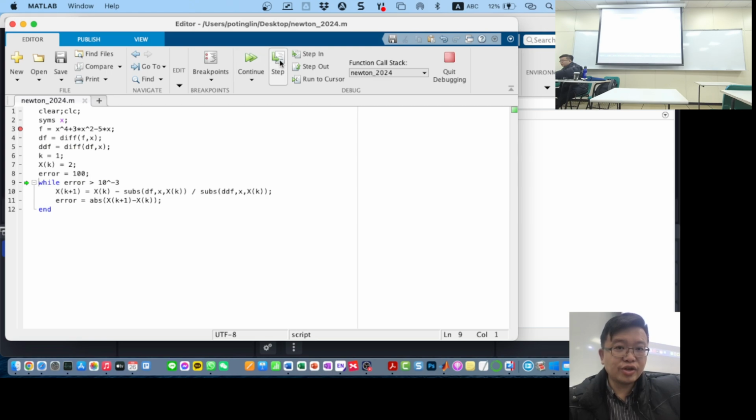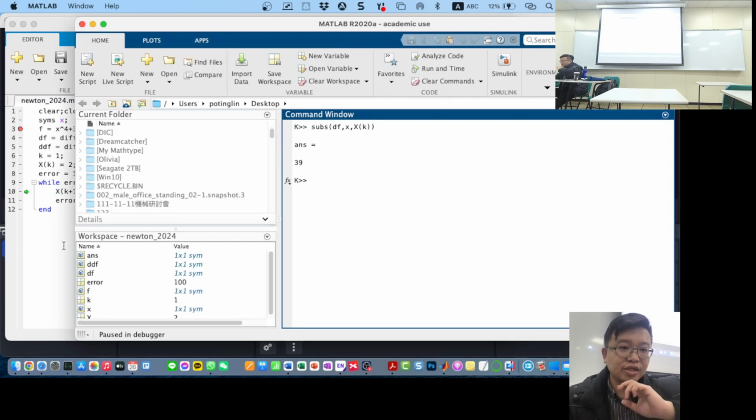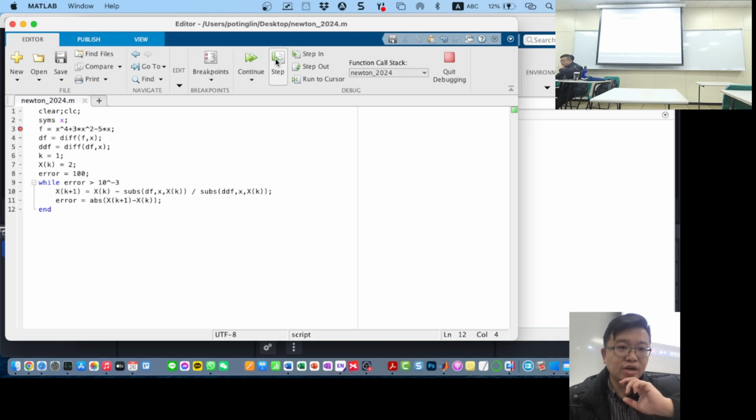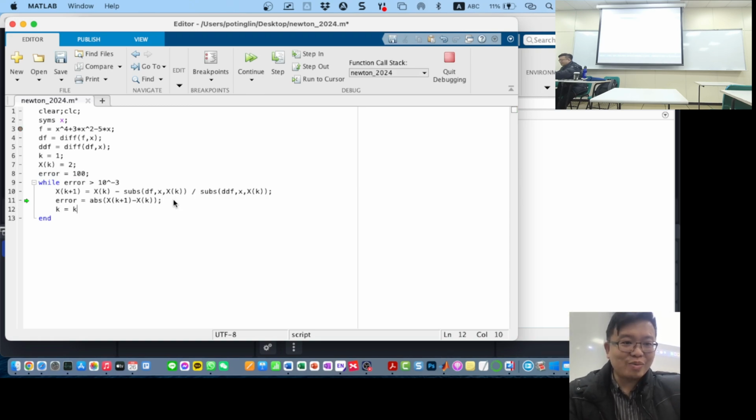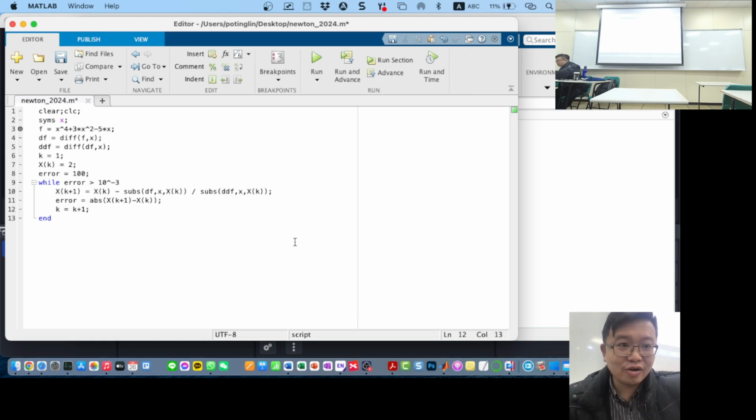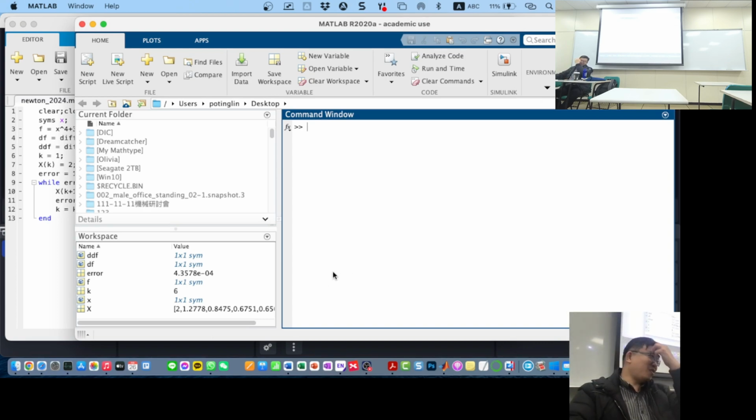So over here, does the substituting work? Yes. So error. I forgot one thing: k equals k plus 1. Because if I move on to the next iteration and the k value didn't advance by 1, I'm doing the same iteration continuously without stopping. I'm not advancing. Okay? So this should do it. Yeah, so in 6 iterations it converged.